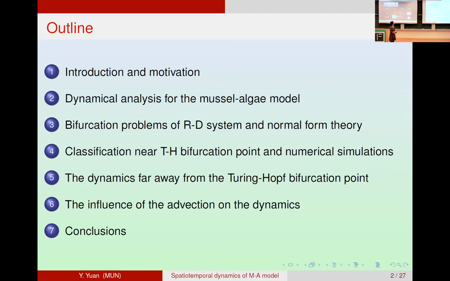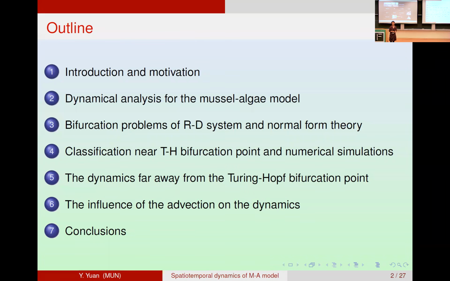And so after we know the method of normal form, then we can get the bifurcation and normal form for the Turing-Hopf bifurcation in this model. Then we can classify all the dynamic behavior, or say the spatial-temporal patterns, in each region.